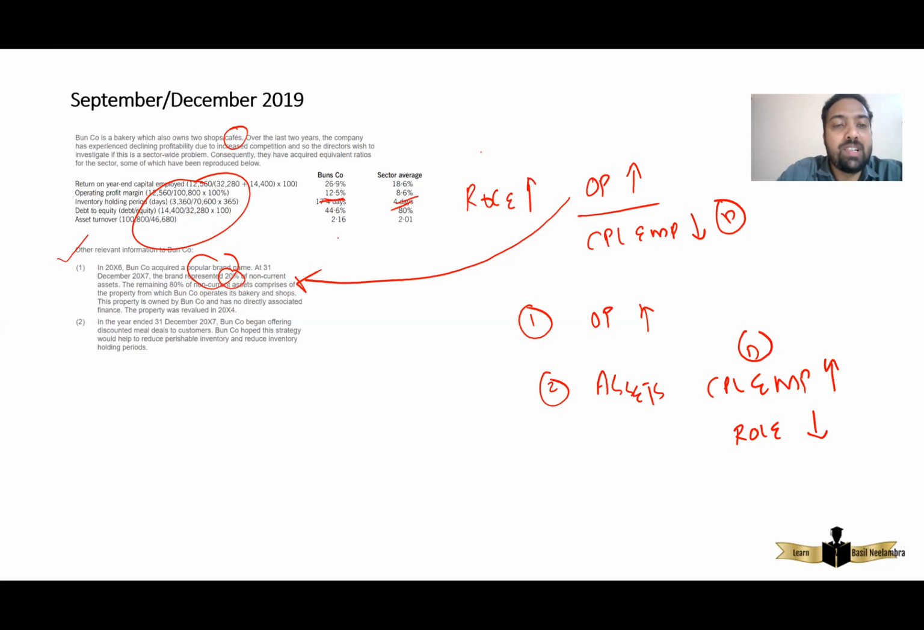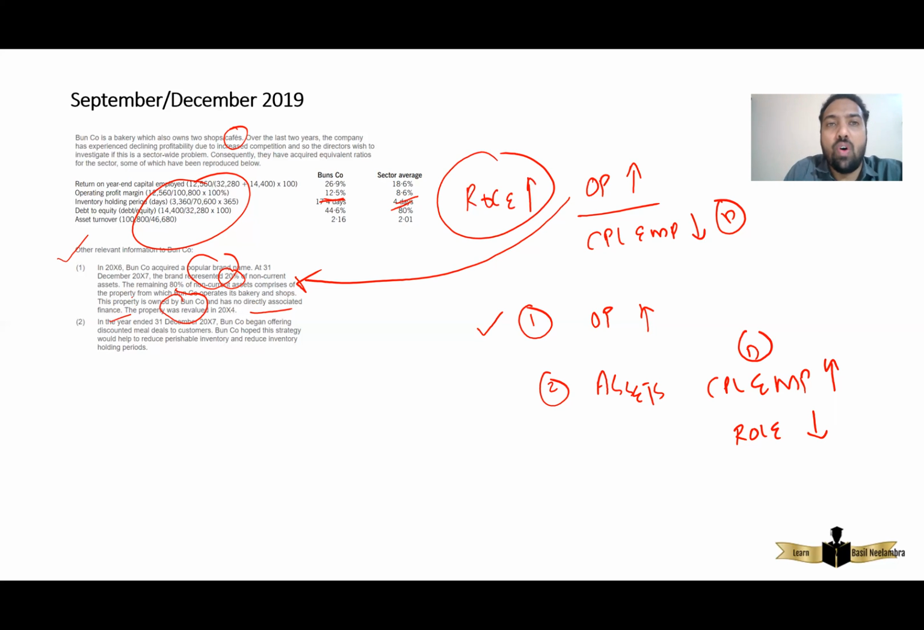And there can be another reason. 80% of non-current assets consists of property from which Bunge operates its shops. This property is owned by Bunge company. So when these properties are owned by Bunge company, it won't have to pay any rent. So they are saving on rent, which again further increases their operating margin, which will again result in higher ROCE, and has no directly associated finance. So they don't have any loan.